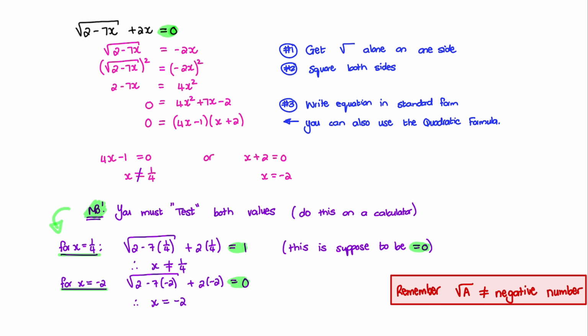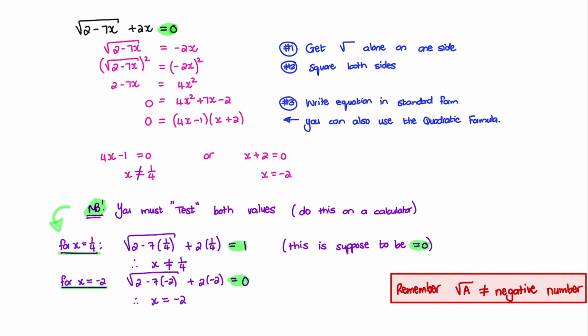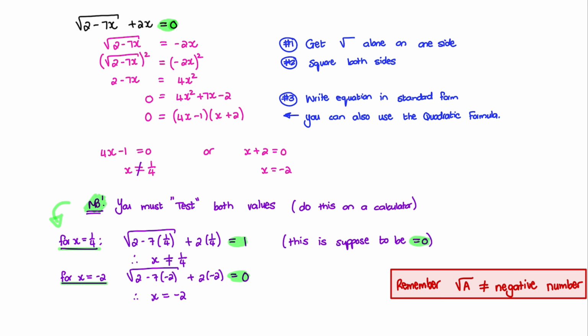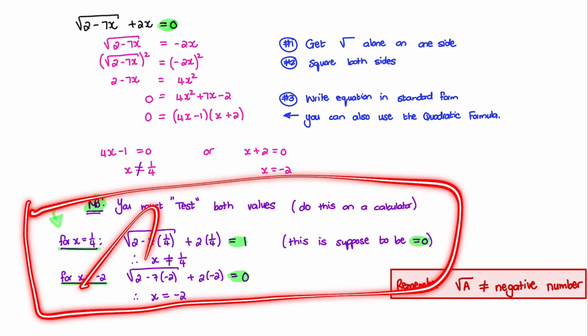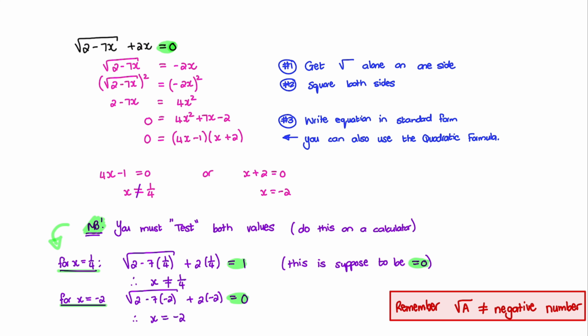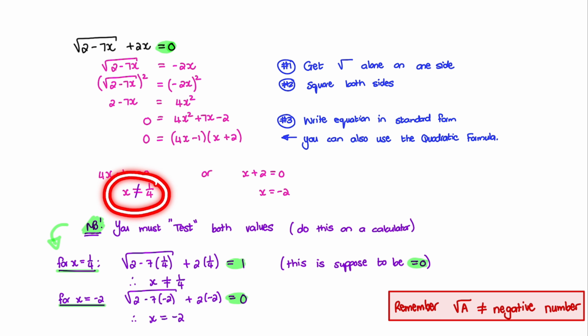And if I test x equals negative 2, so I substitute negative 2 in the place of x in my original equation, that is equal to 0, and that satisfies the equation. Therefore, we do not reject x equals negative 2. Now, in your final exam, you do not need to show this checking. You simply do it in your calculator and see if the left-hand side is equal to the right-hand side once you have substituted x. If it's not, then you would reject the value where that is not true.